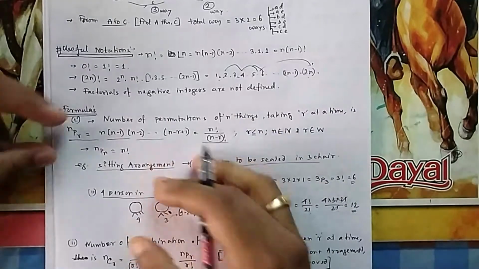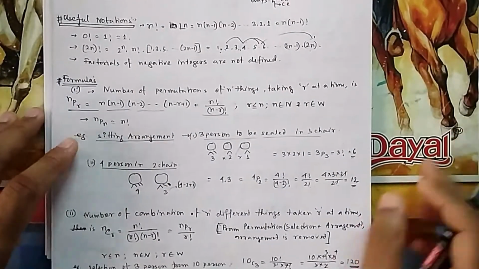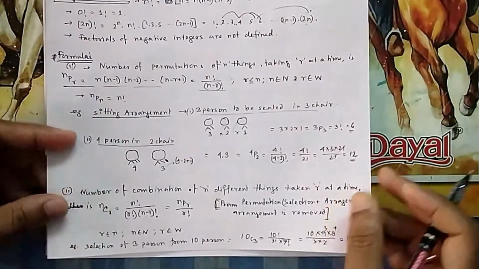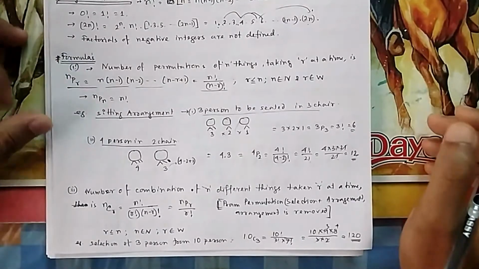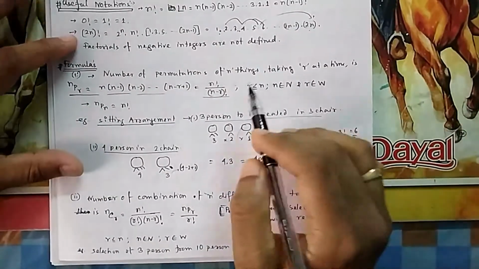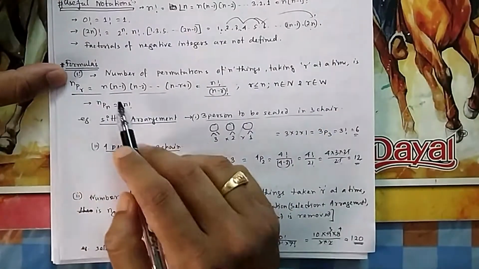So let's see the formulas. Formulas means in different scenarios, which type of formula or concept you will use, because in permutation and combination there will be lots of scenarios. So these 1, 2, 3 you can think of as the scenarios. First the basic one: the number of permutations of n things taking r at a time is nPr. What is nPr?